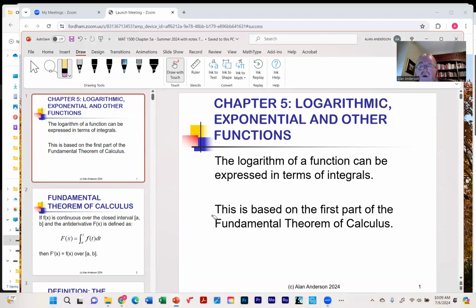And of course, this actually comes from the fundamental theorem of calculus, because it's defined in terms of an integral. Now, if we recall from the fundamental theorem of calculus, the whole idea of it is that an integral itself is nothing but the area under a curve. So we're going to define the logarithm in the same way.